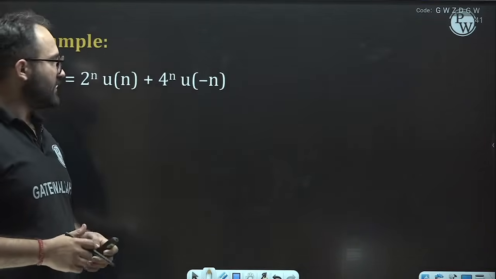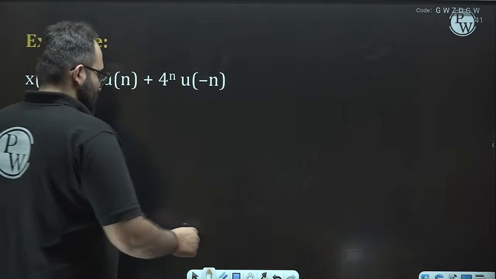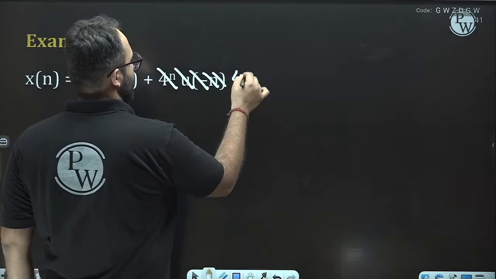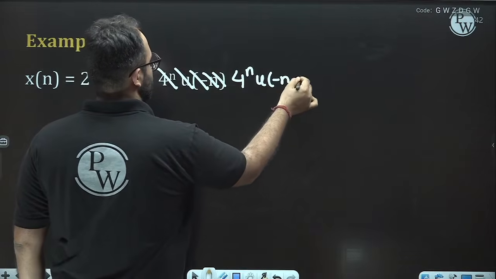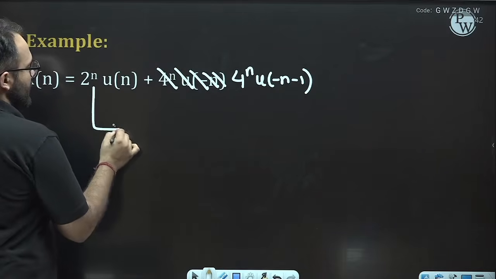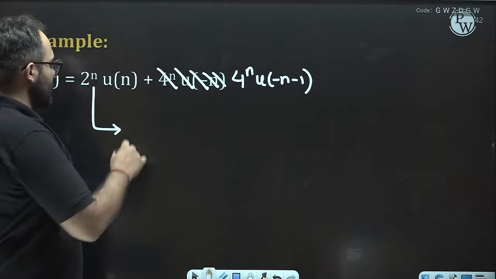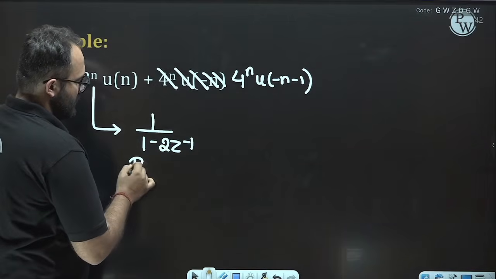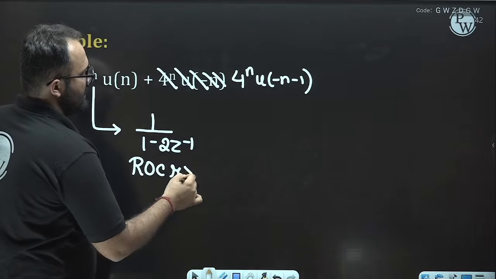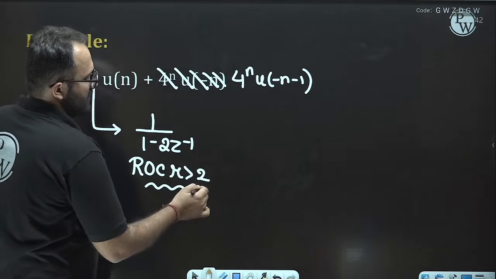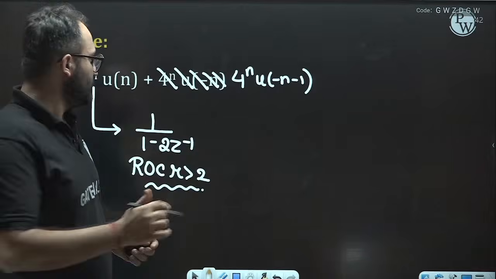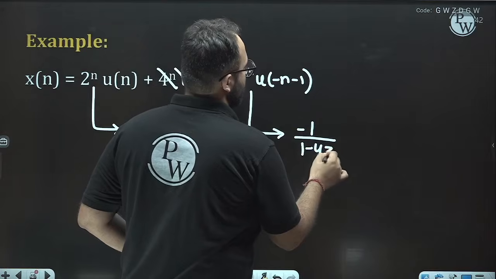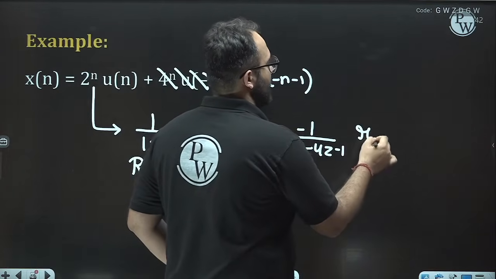Before moving on, let us practice this question. Let us say 2 to power n u of n. What is the Z transform? It is 1 upon 1 minus 2 z inverse, and the ROC will be r greater than 2, outside the circle. This second one is minus 1 upon 1 minus 4 z inverse, and the ROC will be r less than 4.